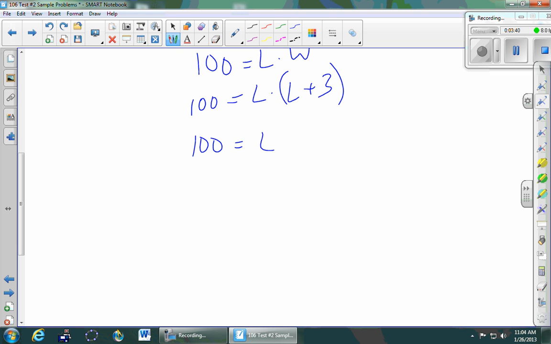So first I'll distribute. And then I'll recognize finally that this is a quadratic equation because the power on the L is 2. And oftentimes in solving quadratic equations, you get one side equal to 0. So let's subtract 100 from both sides. And if we're lucky, the quadratic equation factors. So you might pause the video here and try to factor it. And if it doesn't factor, that's okay. Don't get frustrated if it doesn't factor.